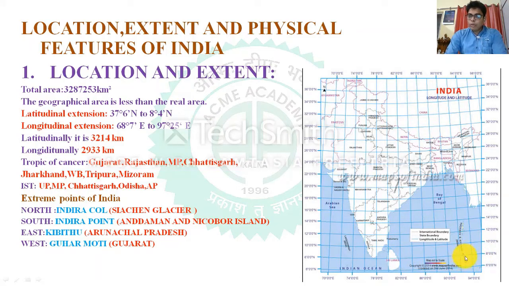This is in the southern part, you can see the Andaman and Nicobar Islands. According to this data, that is 6 degree 4 minute. Another point is the southern point of mainland India, that is 8 degree 4 minute, the Kanyakumari. If you consider the eastern side, our last point is Kibithu in Arunachal Pradesh, and on the western side you can say Guhar Moti in Gujarat. That is our extension. So these are the location and extension of India.